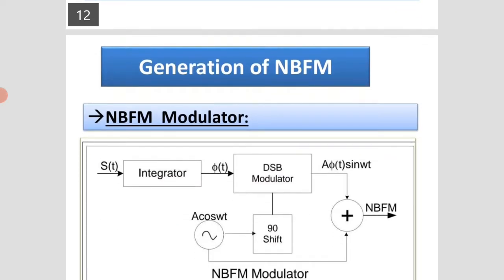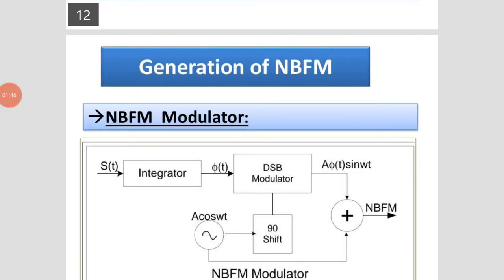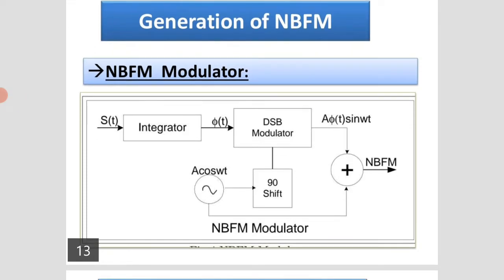Now, in the last video lecture we only saw narrowband frequency modulation. In this video lecture we see the generation of narrowband frequency modulation. In narrowband frequency modulation, we firstly see the modulator. The modulator consists of an integrator, then a DSB modulator. The output of the DSB modulator is given to the NBFM modulator.